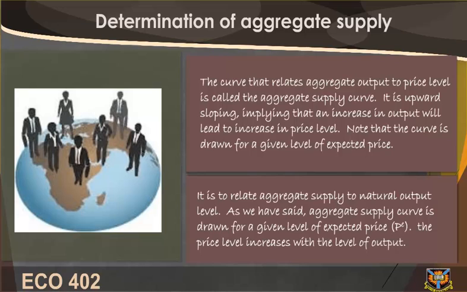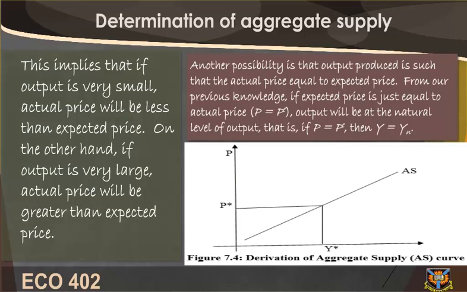It is to relate aggregate supply to natural output level. As we have said, the aggregate supply curve is drawn for a given level of expected price, P^e. The price level increases with the level of output. This implies that if output is very small, actual price will be less than expected price. On the other hand, if output is very large, actual price will be greater than expected price. Another possibility is that output produced is such that the actual price equals expected price.